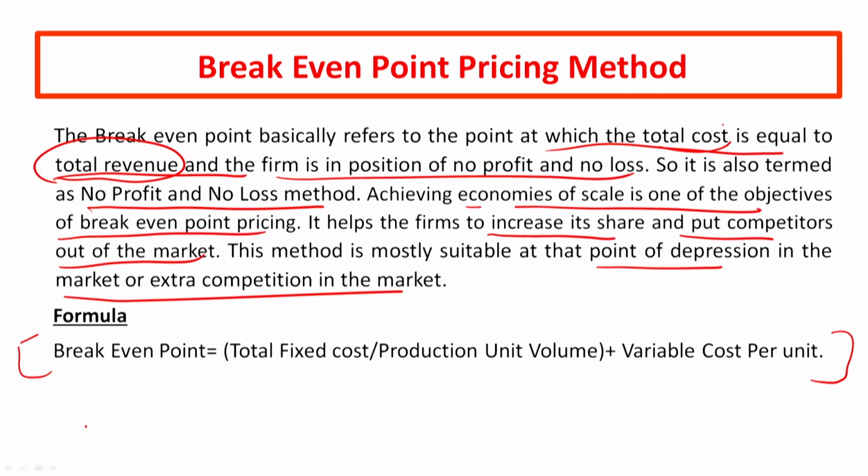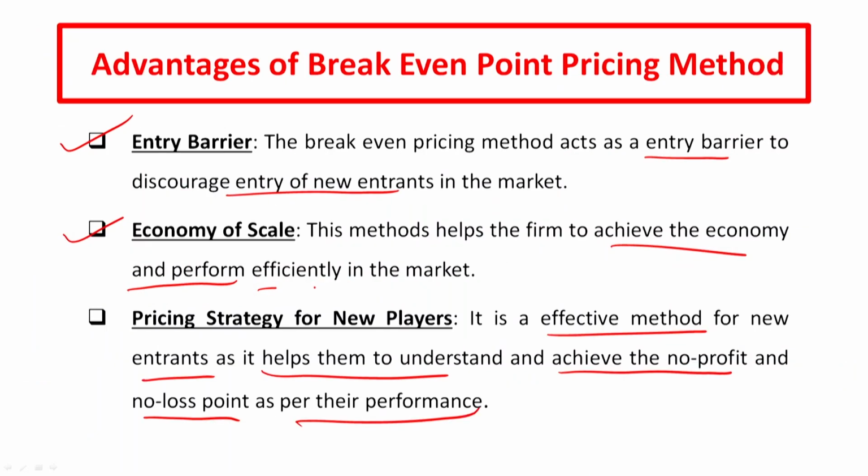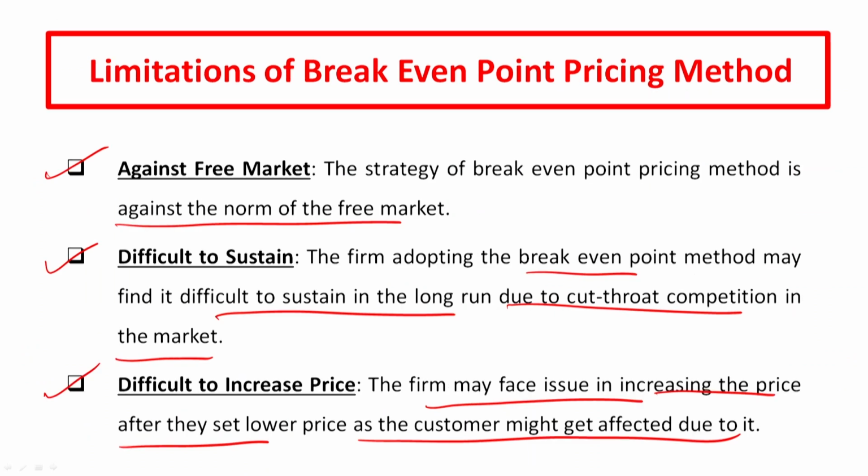and then we finally shifted to the last, that was break-even point pricing method, where we work on the point where there is no profit or no loss. The formula I discussed with you was total fixed cost upon production unit volume plus variable cost per unit. The advantages of it were entry barrier, economies of scale, pricing strategy for new players, and the demerits or limitations of it were it is against the norms of free market, difficult for firms to sustain, and difficult to increase the prices in the future period.